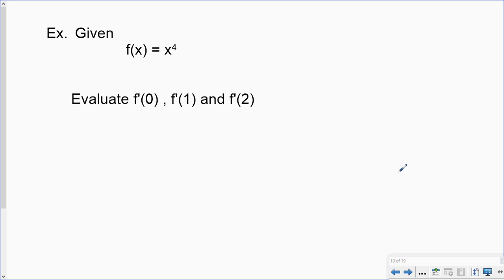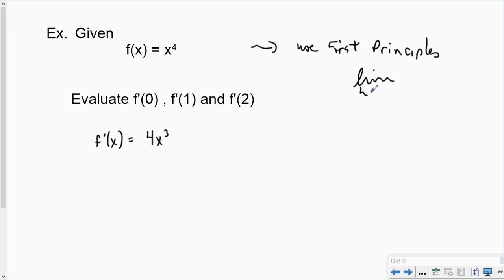So given our function, can I find f prime at 0, f prime at 1, and f prime at 2? Well, I've just found this. Now normally I might use first principles here, that's the limit as h approaches 0, to find f prime at x. But I just did that proof, so I'm just going to do this. So f prime at 0, the actual value of the slope of my tangent at 0, using this function, would be 0. Then f prime at 1.